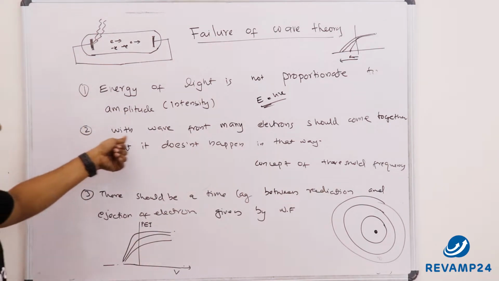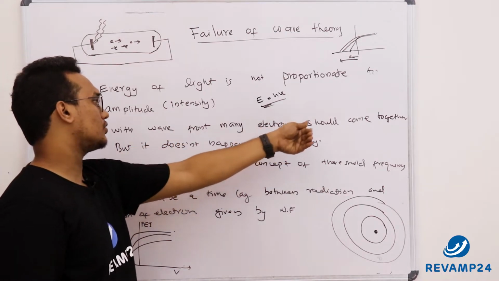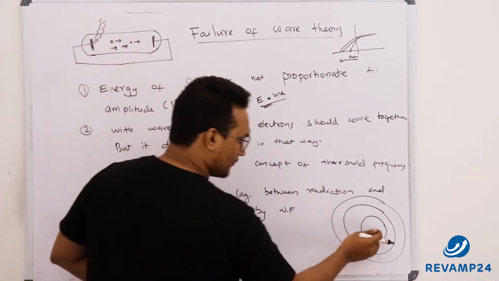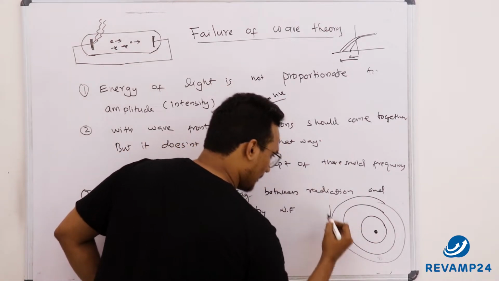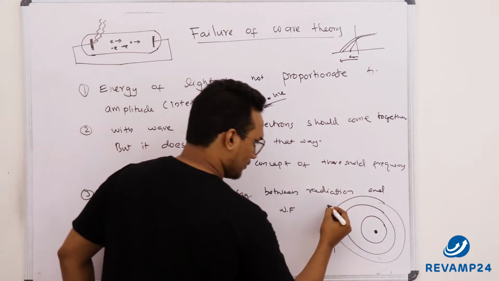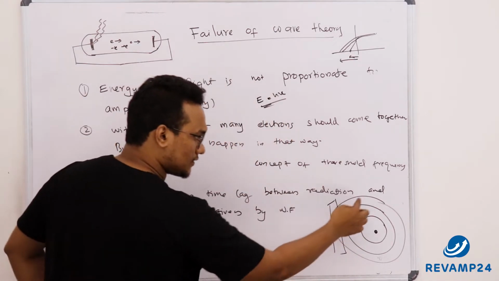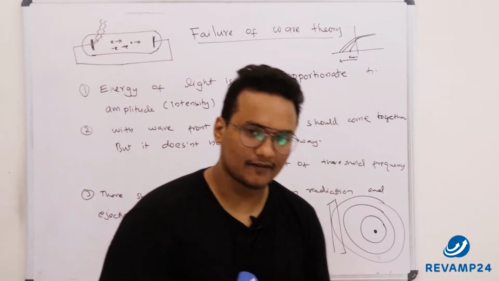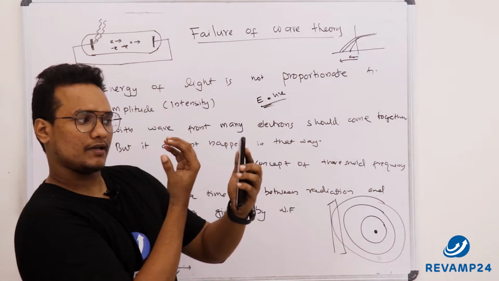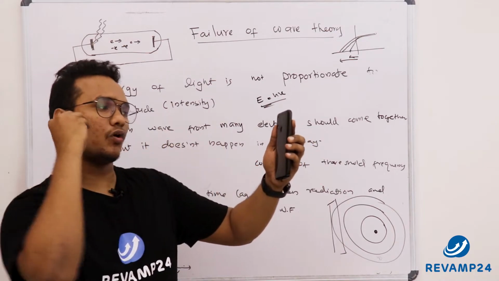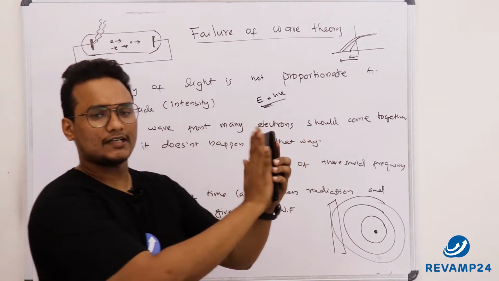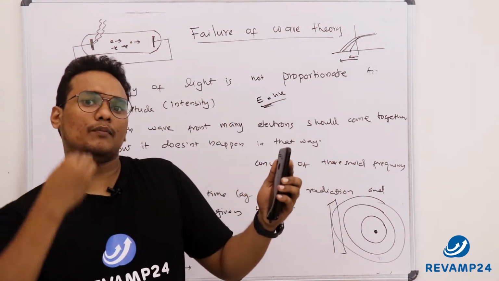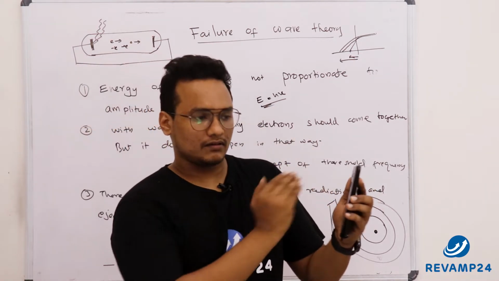Next thing: with a wavefront, many electrons should come out together, but it doesn't happen in this way. For example, this is the wavefront. Now I am keeping a metallic sheet here. What will happen? This wavefront is carrying energy, right? A wavefront is coming onto the metallic surface, and it will give energy to all the electrons. Now say this energy is not sufficient to come out of that metallic surface.